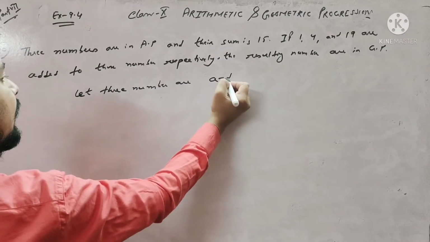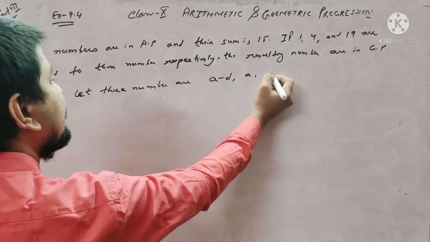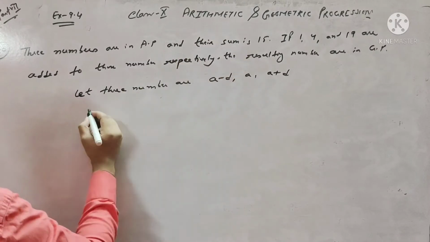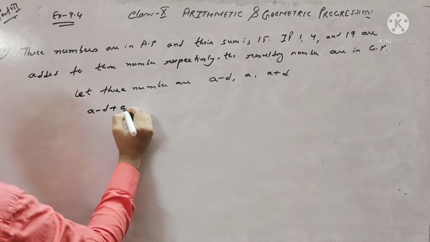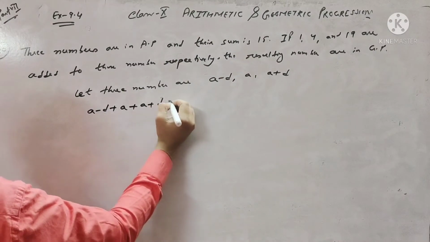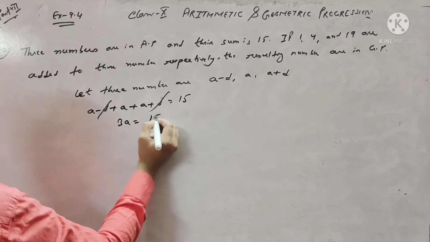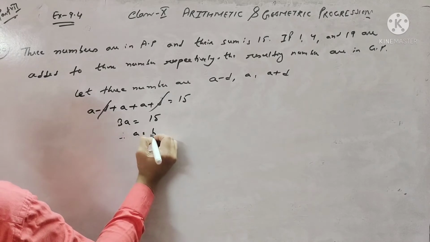We know how to take the three numbers: A minus D, A and A plus D. This is the three numbers of an AP, their sum is 15, that is A minus D plus A plus A plus D equals 15. That is 3A equals 15, therefore A equals 5.